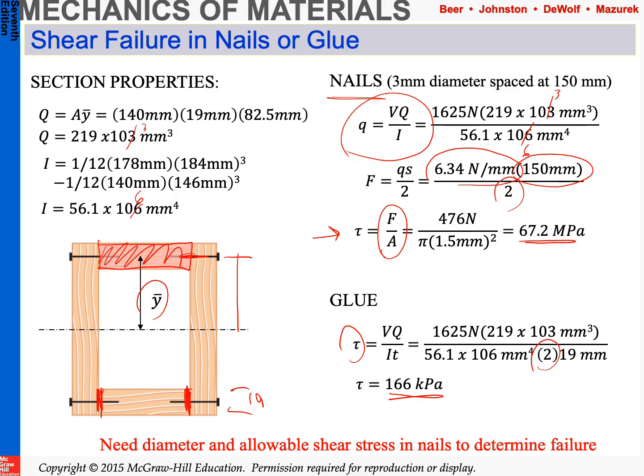So for the nail, we would compare this to the allowable shear stress of nails for steel. For glue, we would compare to the allowable shear stress, not normal stress, for glue. In both of these particular cases, the joints are well over designed as far as nail and glue joints. The member would fall apart at other places rather than the nail or the glue joints.